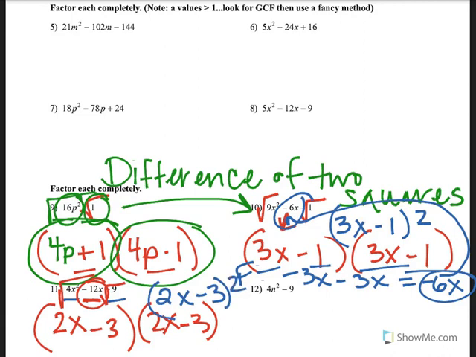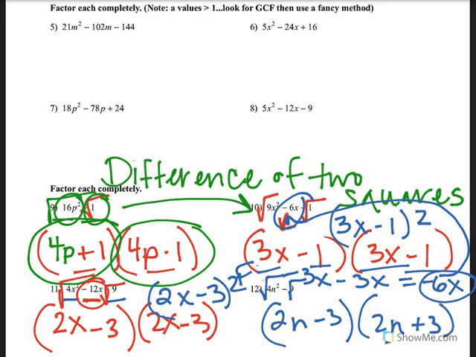So number 12 is just like number 9. You are missing a middle value. So when you write this out, these are perfect squares, so you'll have 2n minus 3, and then you'll have 2n plus 3. And one's positive and one's negative just because it's going to cancel out your middle term.